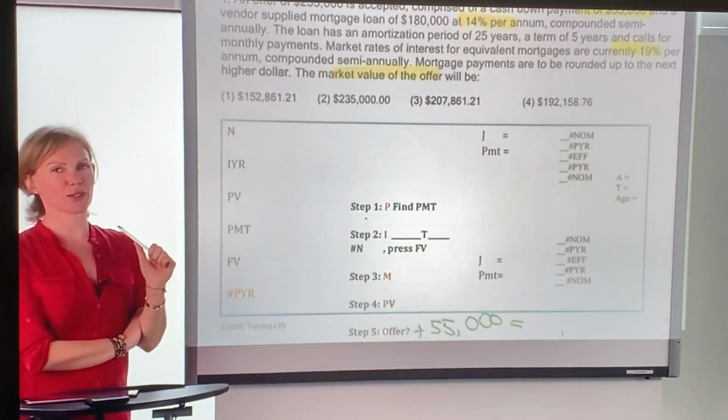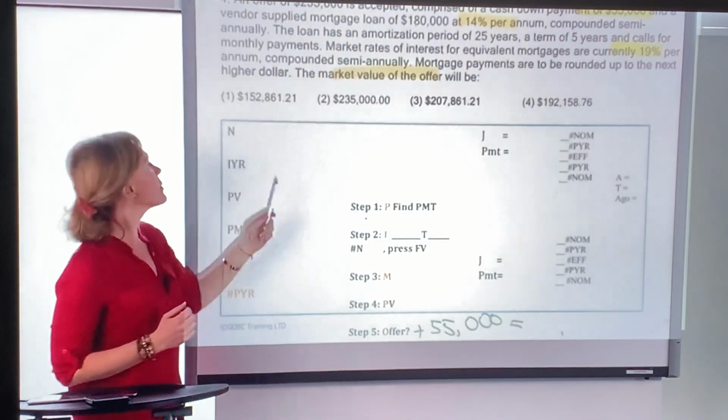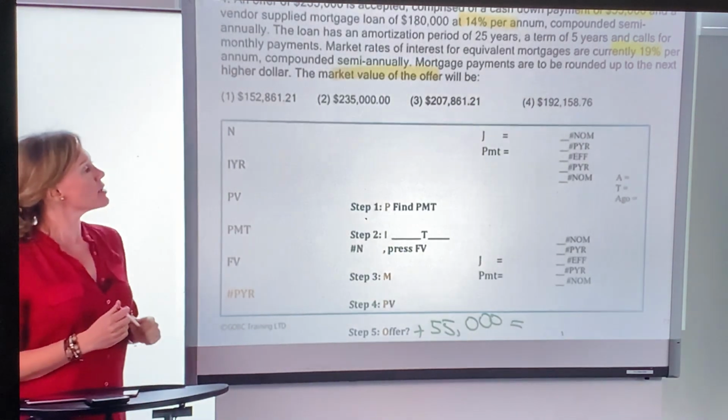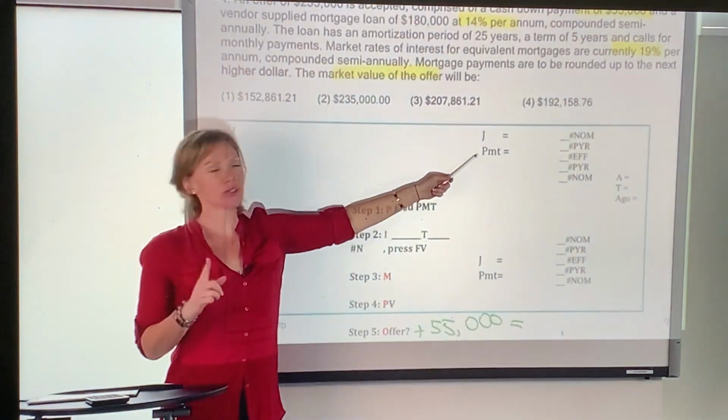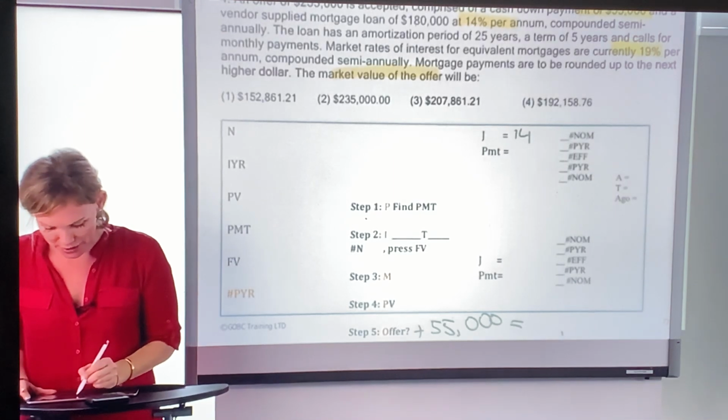By now, you should start liking these questions, okay? Because you see how they're all matching the steps. They're all the same formula, pretty much, right? So let's find the step number 1. Let's find the payment. My first question, what would you use for the J? You always use the first rate that's given to you, which is 14%. So let's put that 14 in here. Compounded semi-annually.